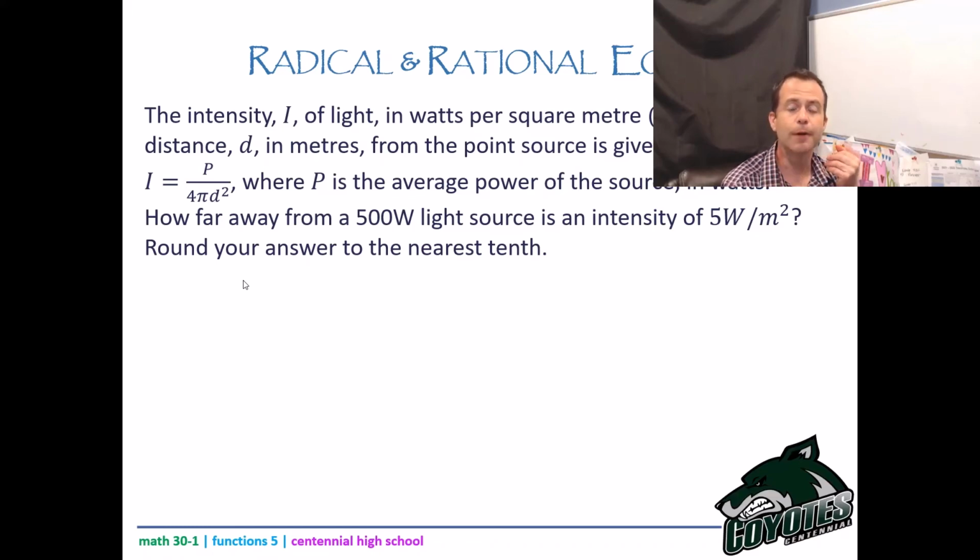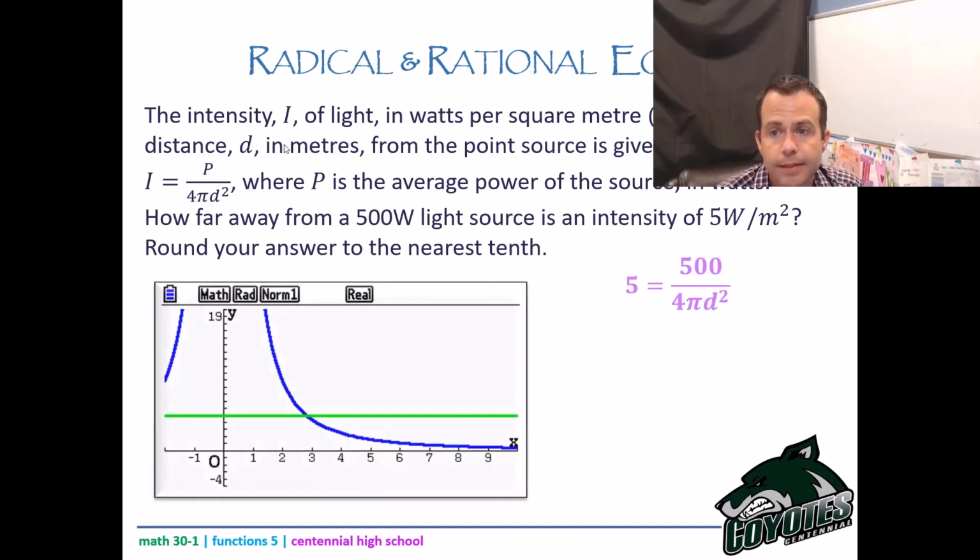Now, how far away from a 500 watt light source is an intensity of 5 watts per meter squared? So my 500 watt light source is my average power, so that's my P. My 5 watts per meter squared, that's the intensity, so that's my I. And I'm looking for how far away, well, that's my D. So I'm looking at an equation that says 5 equals 500 over 4 pi D squared.